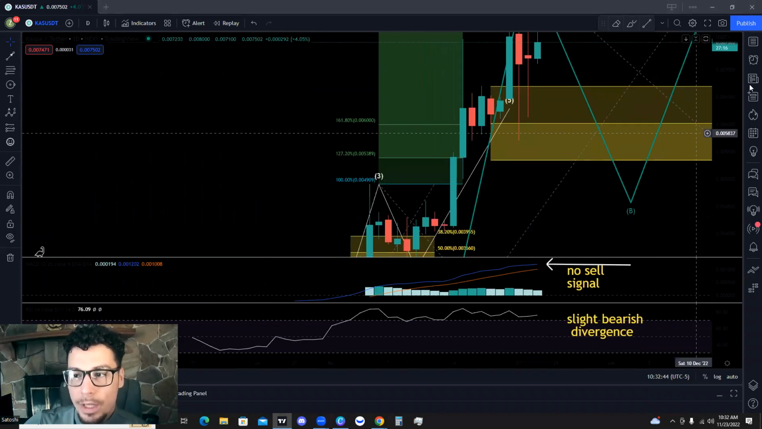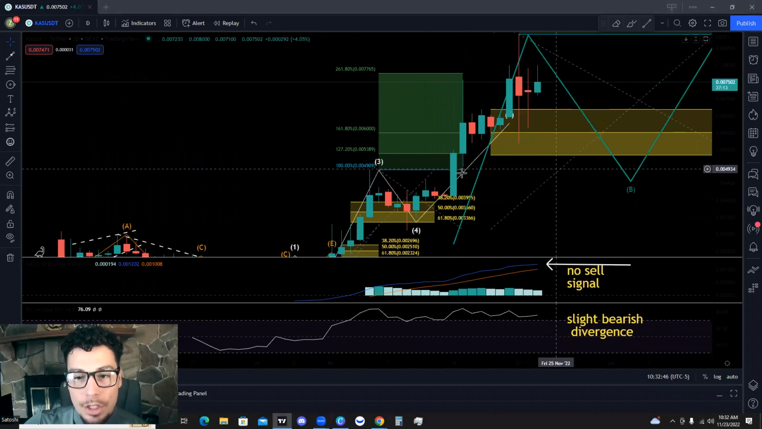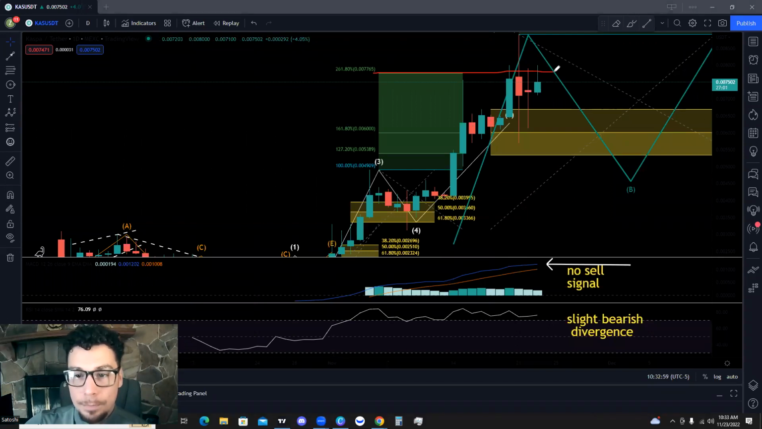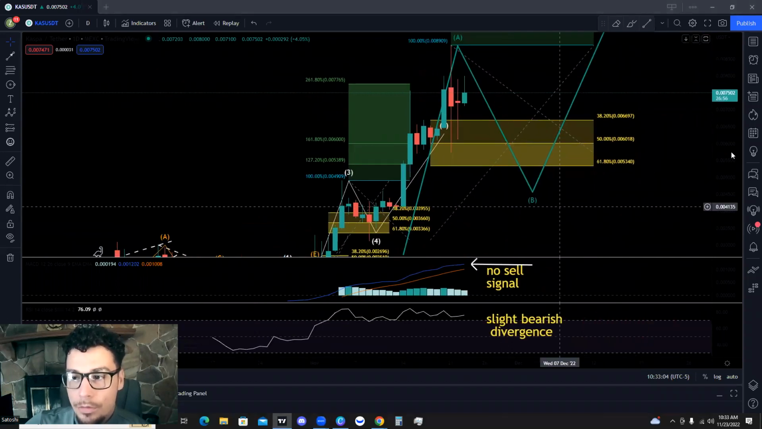And if we zoom back out, we can see that we did go ahead and get that push, and we came up here right into our wave 5, which was targeting the 161.8. Now we were actually able to climb much higher than that, and we actually found resistance right up here, right around our 261.8 extension. All right. So I know the screen can be a little confusing, right?